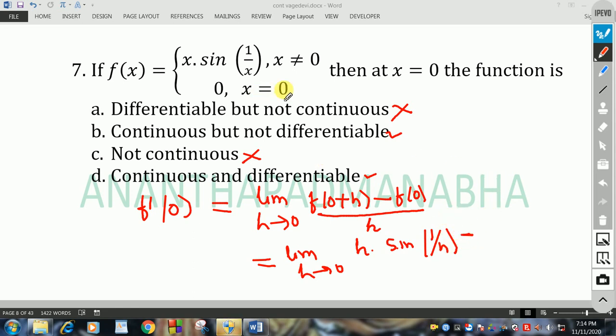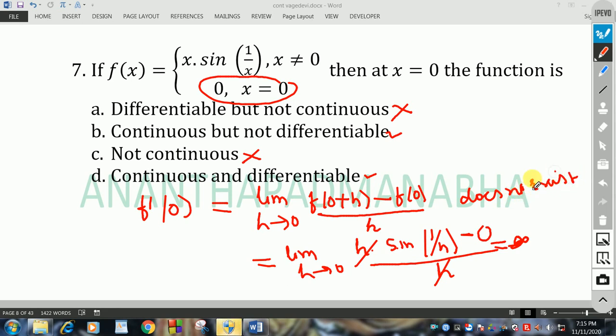So we have seen that it is given that f of 0 is equal to 0, so therefore I can write it as 0 divided by h. So now h is eliminated. As h approaches 0 here, this limit does not exist, because it will tend to an uncertain value. So there is no finite quantity when you apply the limit, so it is not differentiable. So option B is the right answer, continuous but not differentiable.